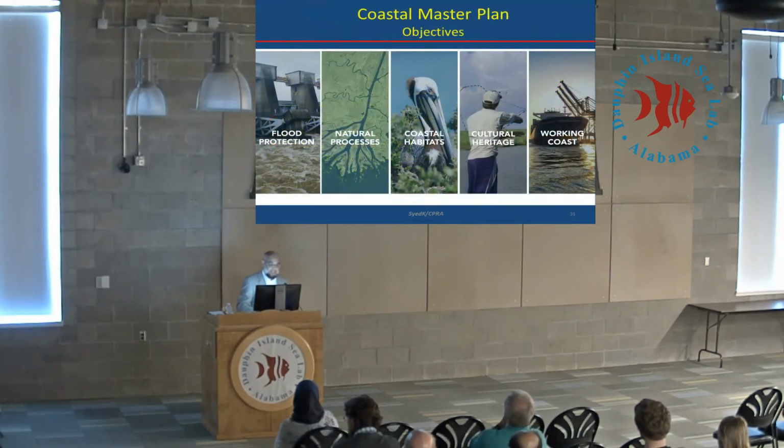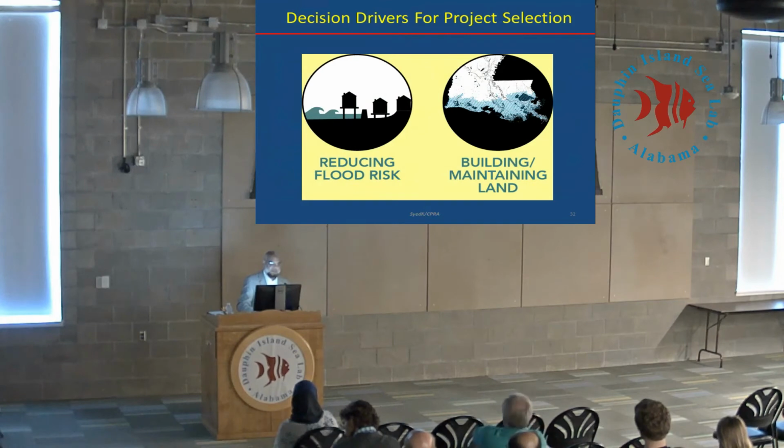It's very challenging for us. So the Coastal Master Plan objectives are flood protection, promoting natural processes, building land, which will support coastal habitats, save our cultural heritage, and become a working coast. That's our objective.